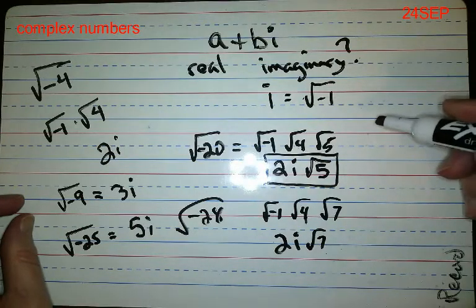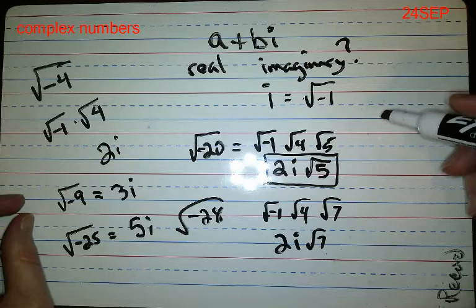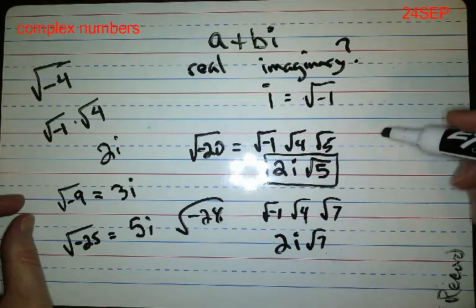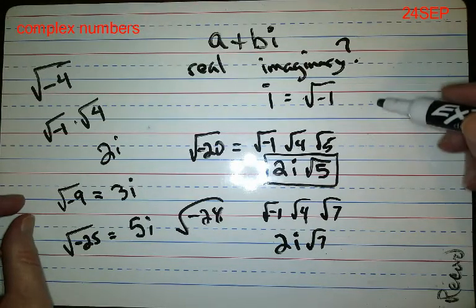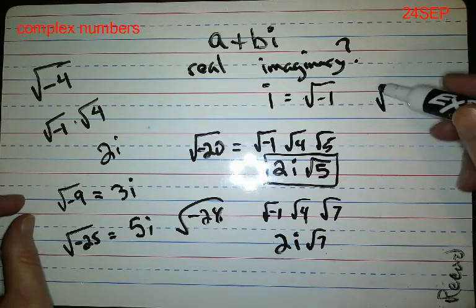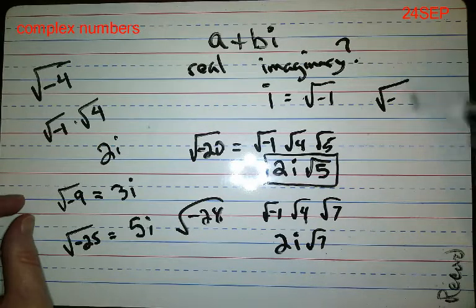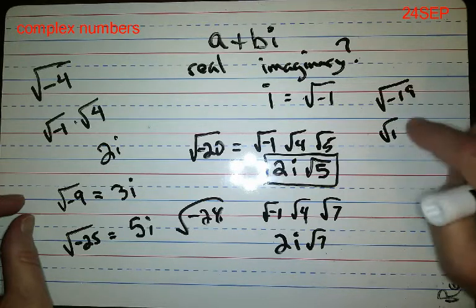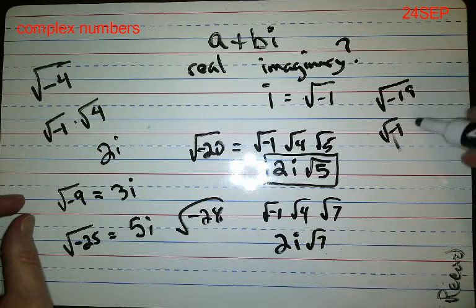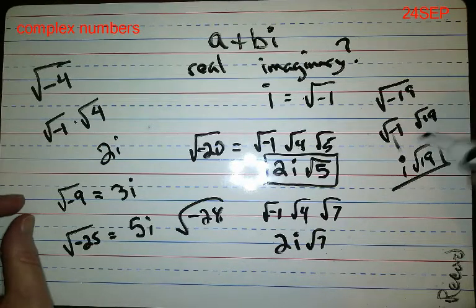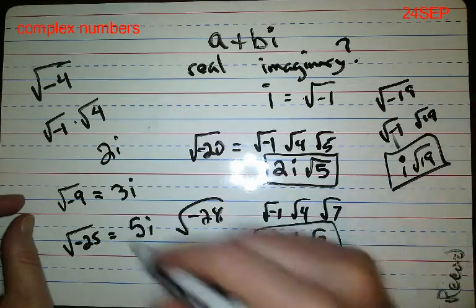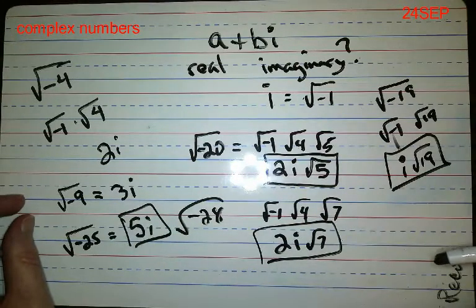Let's try something else. Something real tricky. Well, we could do a number that doesn't have a perfect square root, like the square root of -19. Still, that's -1 times 19. I know this is i, and I don't know the square root of 19, so this is the answer. Right? These are all the answers.